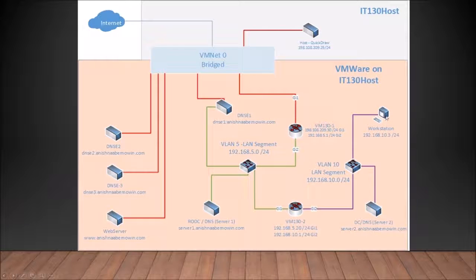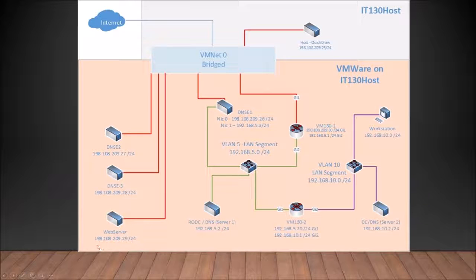So what's going to happen is the workstation is going to go to server 2. It's going to ask, do you know where this website is? And server 2 is going to look in its local record. It's going to find it has a host and an alias for www.anishnaabemowin.com that points to the public IP address of 198.108.209.29. So then server 2 will respond to the workstation with that IP address, and the workstation will then go out onto the internet looking for that IP address. It'll find it right outside the internet, and then it can successfully connect to the website and use its services.